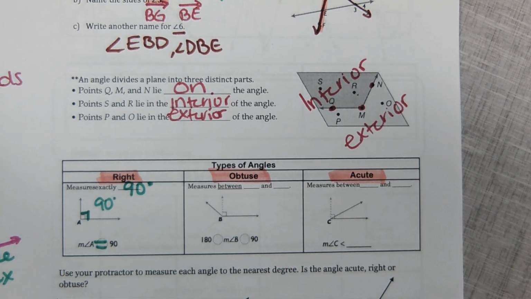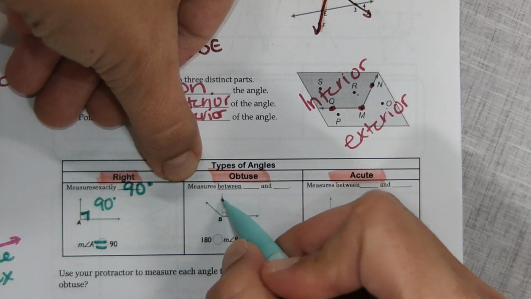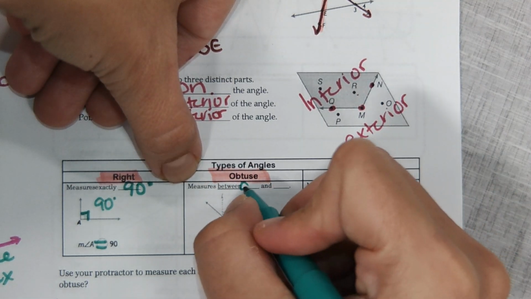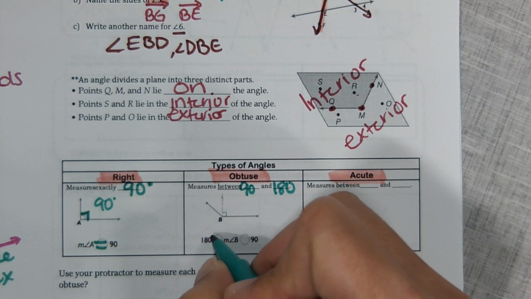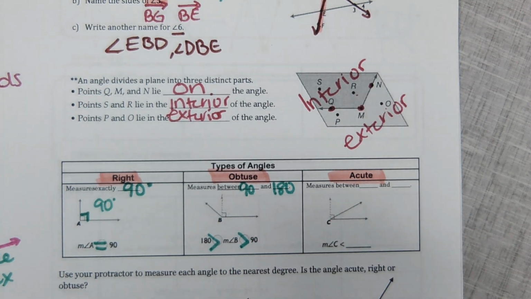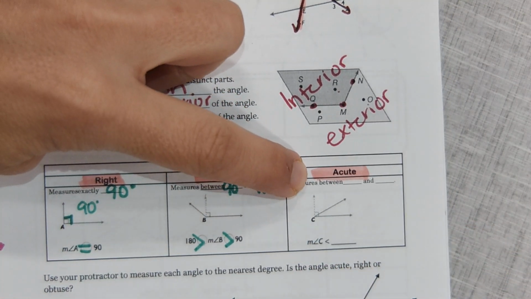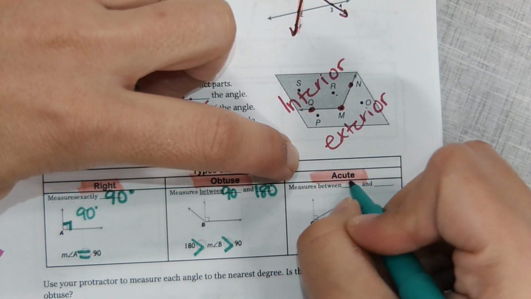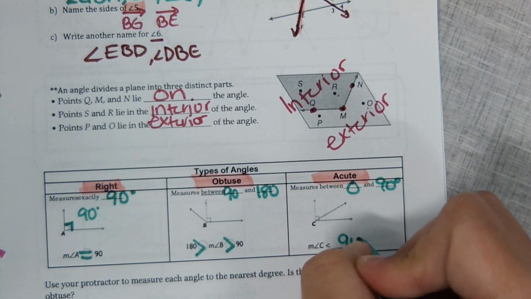Then we have obtuse and acute angles. So an obtuse angle is open greater than 90 degrees. So it shows this dotted line right here at the 90-degree point, and it's open greater than that. So obtuse angles measure between 90 and 180 degrees. And so measure of angle B is less than 180, but greater than 90. And then acute is less than 90 degrees, so it shows a dotted line at 90, and then this is open less than that. So it measures between 0 and 90 degrees. Measure of angle C is less than 90 degrees.